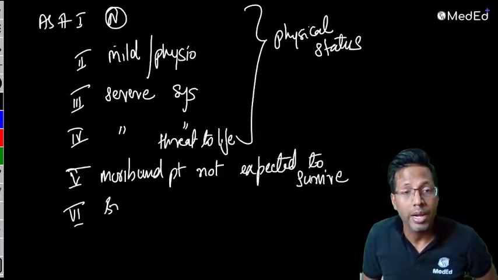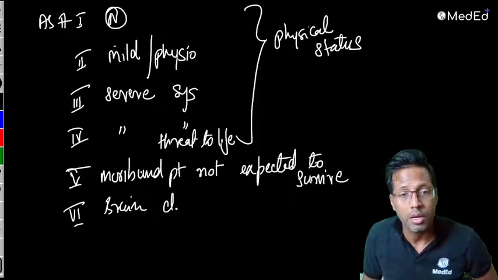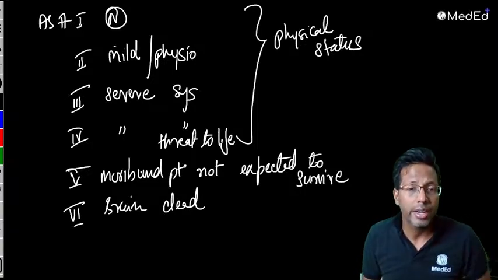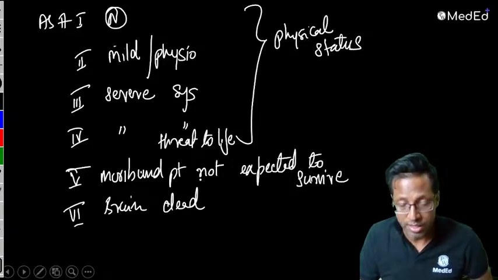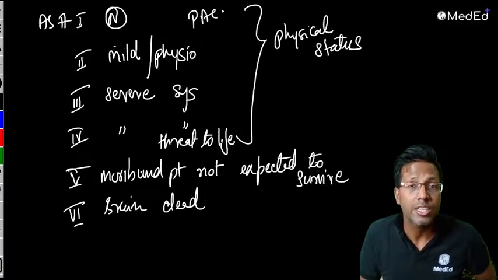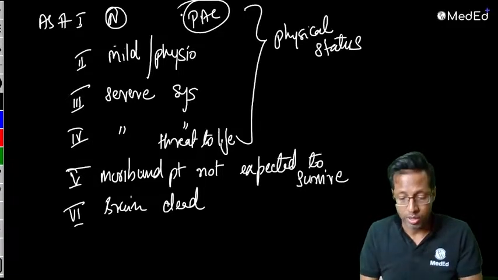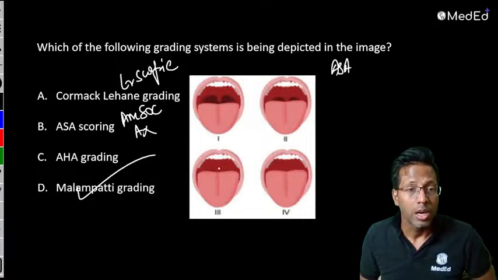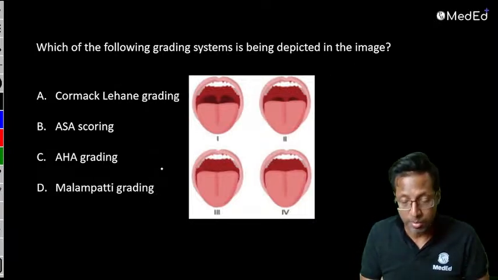ASA 6 is a brain dead patient. Okay, this is for organ transplant. So this is your ASA grading, the American Society of Anesthesiologists grading. This is done as a part of the pre-anesthetic checkup before we take up the patient for surgery or giving anesthesia, right? And what is depicted in the image is the Mallampati.